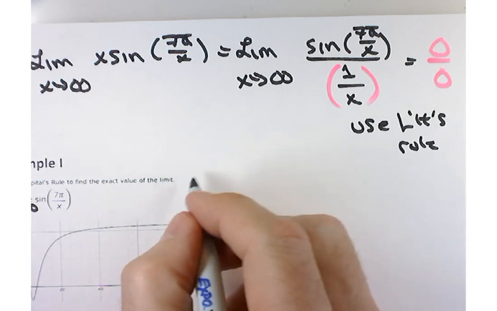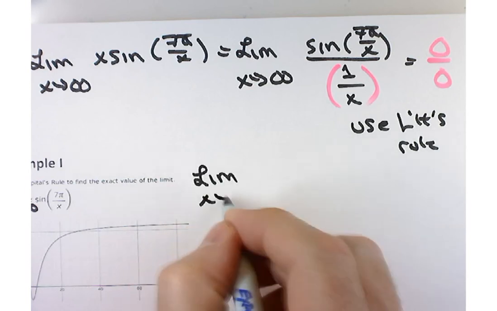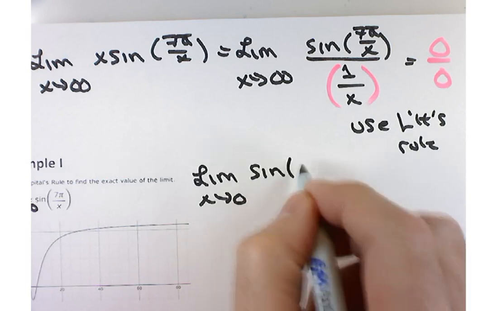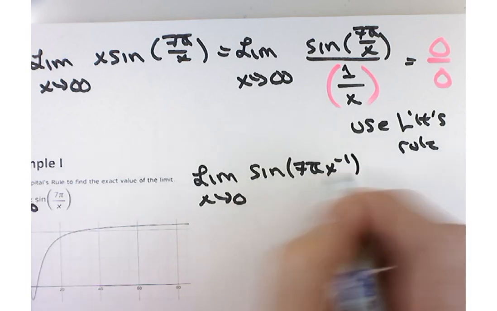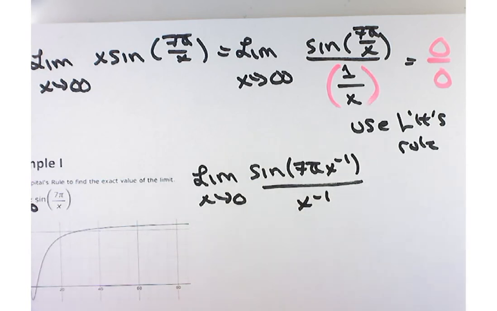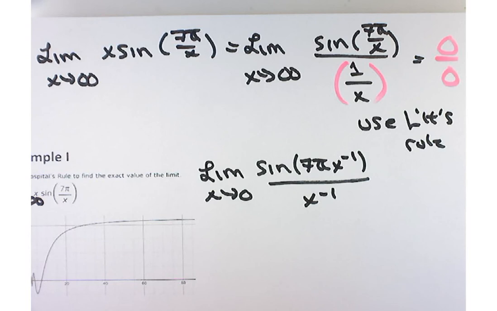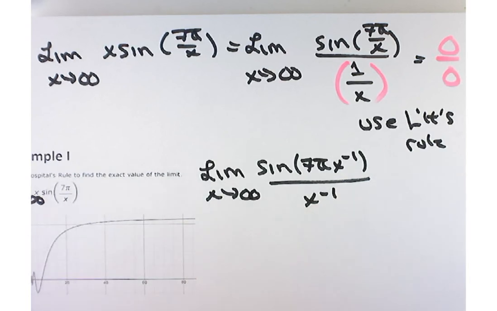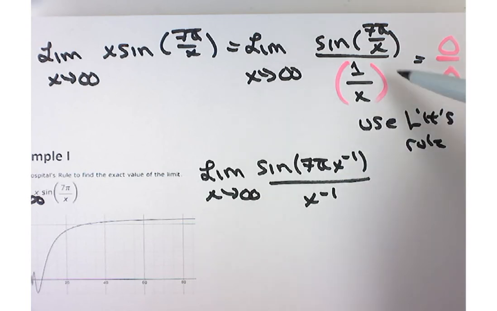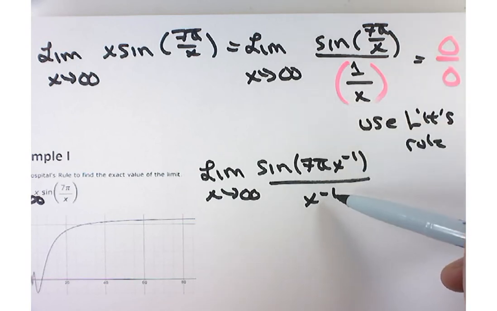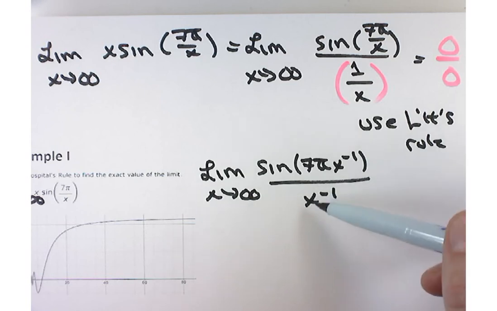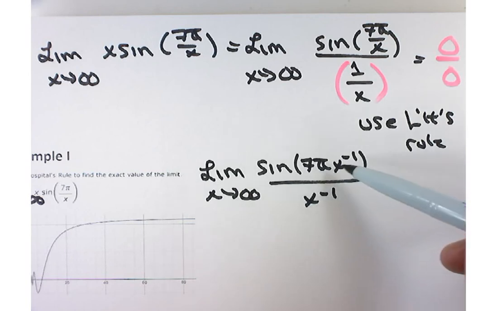Let me maybe rewrite it this way first. Limit as x approaches infinity of the sine of 7 pi x to the negative first over x to the negative first. Why do you suppose I did that? If you differentiate the denominator in this form, how would you have to find the derivative? Quotient rule. Doing it here, a little bit easier, right? It's just going to be negative x to the negative second, right? So this is just a power now, using the power rule as opposed to the quotient rule.